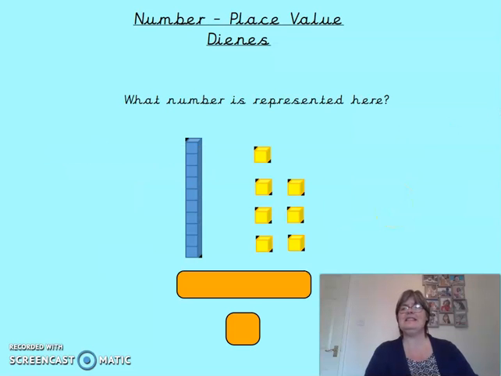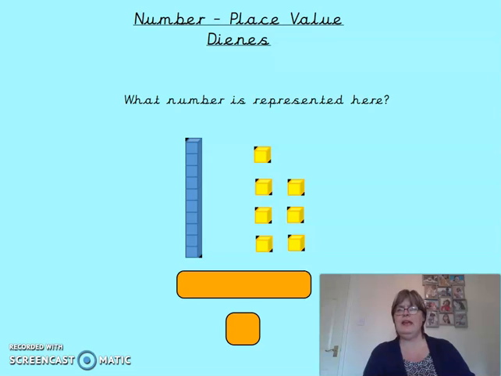Okay, let's move on and see if you can figure out what number I've represented here. So how many are in the tens column? How many are in the ones column? What would that number be? Okay, if you haven't finished figuring it out, pause me and come back to me when you're ready.